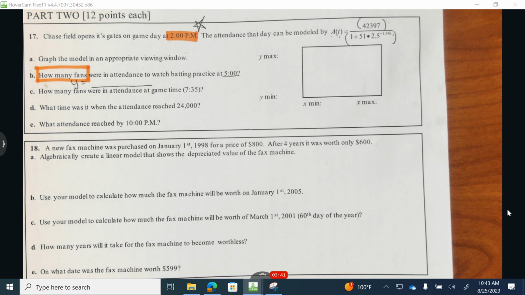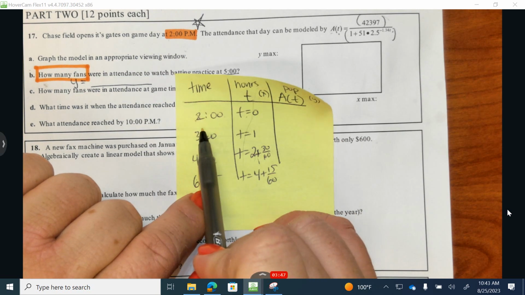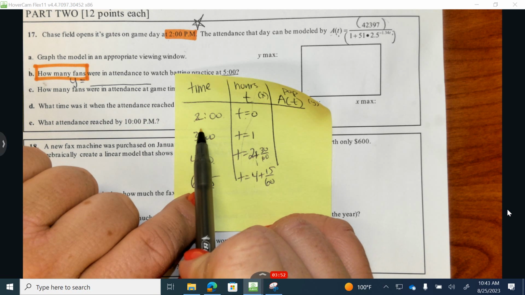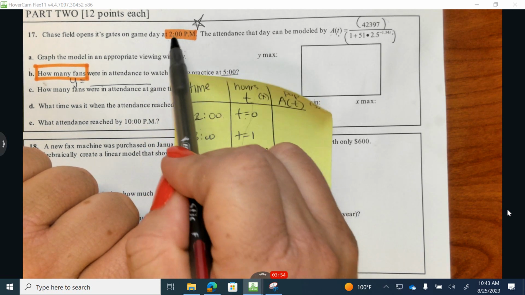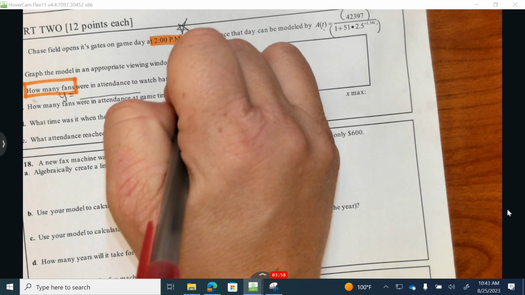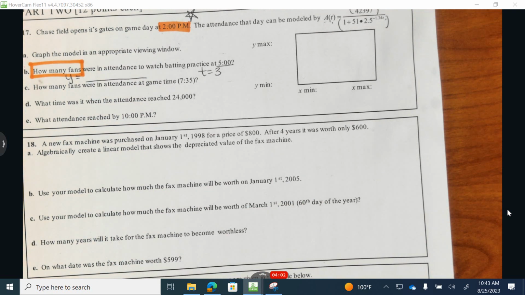Now, another thing you need to recognize is what is 5 p.m. And it all goes back to knowing that the initial time is 2 o'clock. Turn to your partner, and in the next 10 seconds, I want you to tell your partner what would be the T value at 5 o'clock. Go ahead. It is 3. So I'm going to write all of this down. I'd prefer you to do the same.